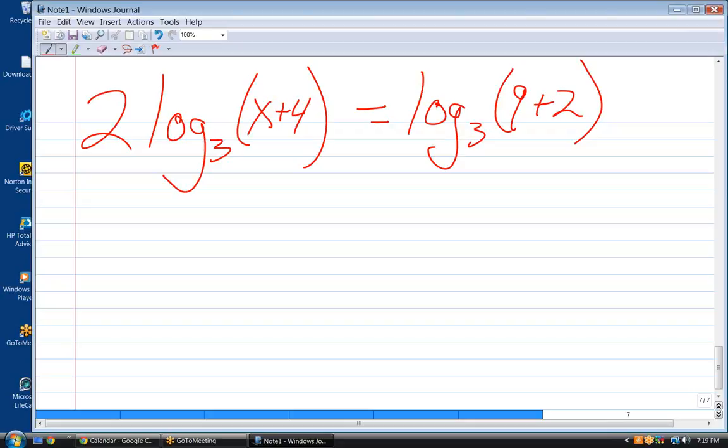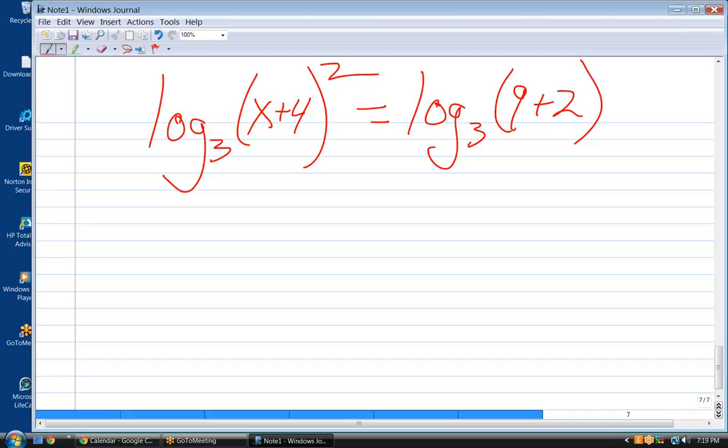Expand the left part of that. By expanded, I mean put the 2 up there instead of down there. Okay? You see that you can do that? In other words, whenever you have a number in front of the log, you can always move it to the exponent of the argument.